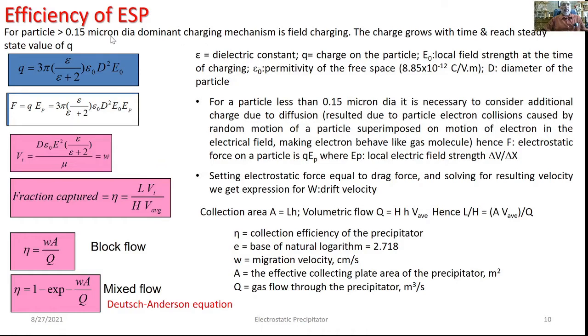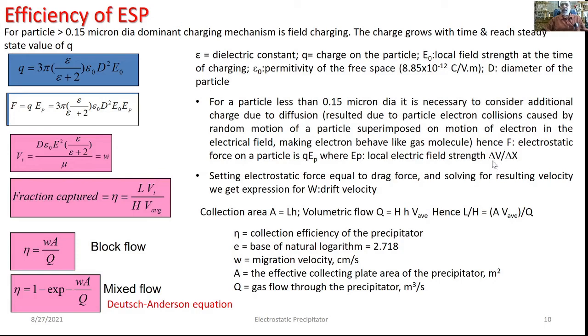As we consider a particle with a size less than 0.15 micron, it won't experience simply field charging, but one has to consider the additional charge due to diffusion, which results from particle-electron collisions caused by random motion of the particles in addition to the motion of the electron in the electrical field, hence making the electron behave like a gas molecule.